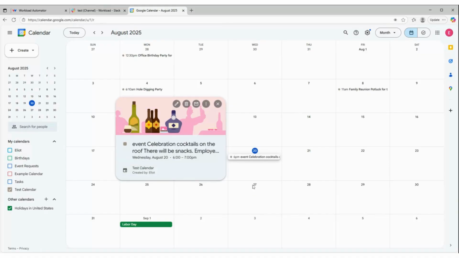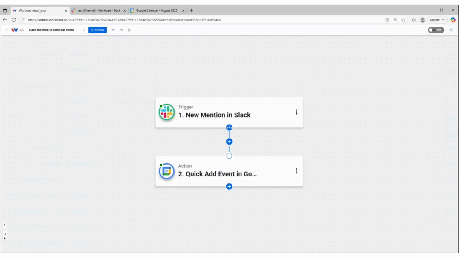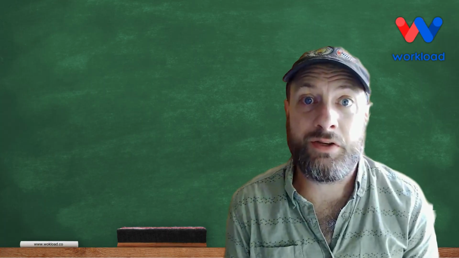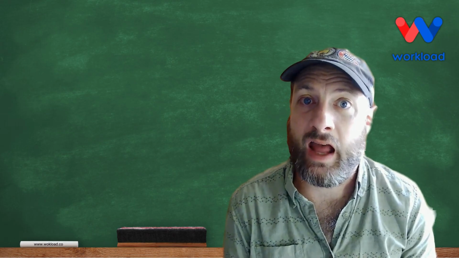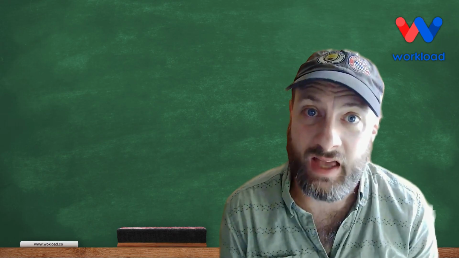So it looks like our workflow is set up correctly. I can check out my workflow and see that there's a green dot in the upper corner of each of my nodes. And then I could activate my workflow. And now anytime there's a Slack channel message with the specific @event mention, then that will be turned into an event in Google Calendar. That's how you can use Workload to automatically create new events in Google Calendar anytime you get a specific mention in Slack.